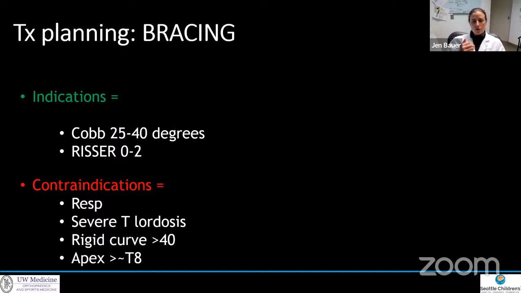And if the apex of the curve is at T8, we really can't treat it very well. We need a 3-point push on our TLSO cast, just like you would a distal radius fracture or a both bone forearm fracture. And so you need to get beyond that fracture point on either side of it and hit the fracture point. So think of the apex of the curve as the fracture point. You need to be able to push above and below and at that point. And so if the curve is above T8, it's pretty hard to push above it since your shoulder and your arm is there. So a high curve is a hard one to brace.